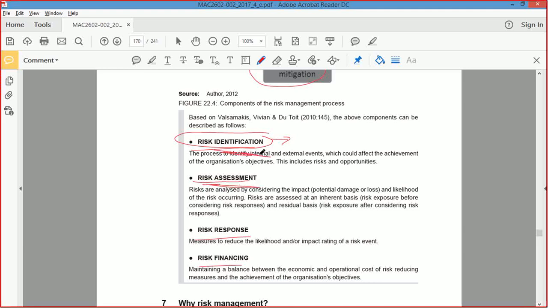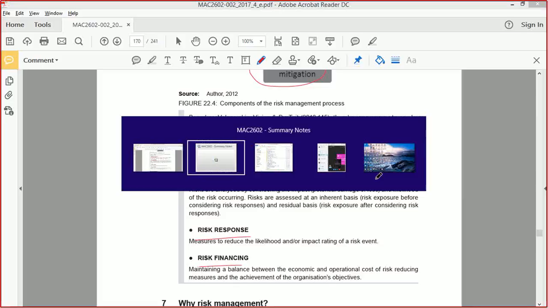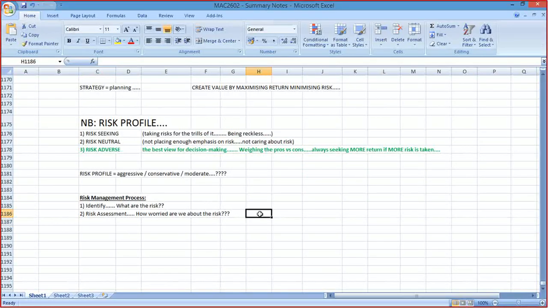So the identification is, well, what is it? And the assessment is, is it something severe enough? They talk about severity. That's something to consider, severity. Is this something that's going to put your business out of business? Or is this something that the business can sustain?